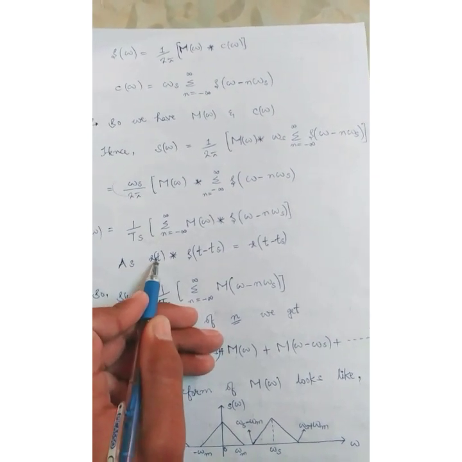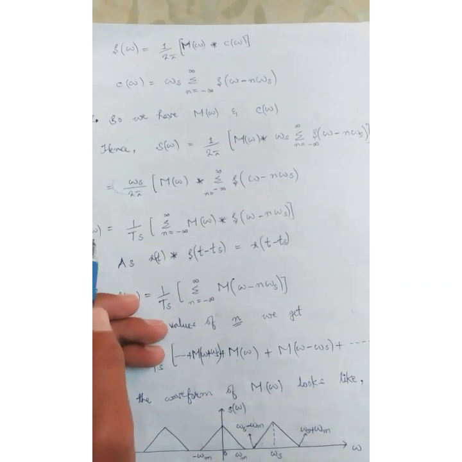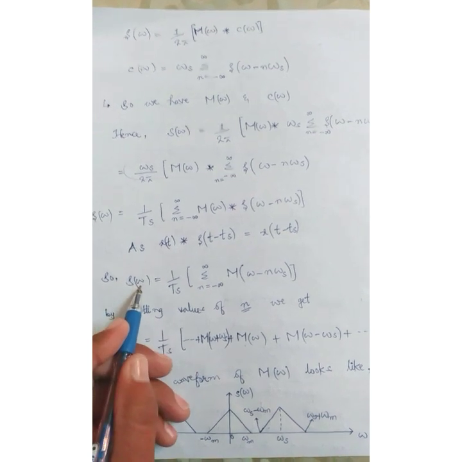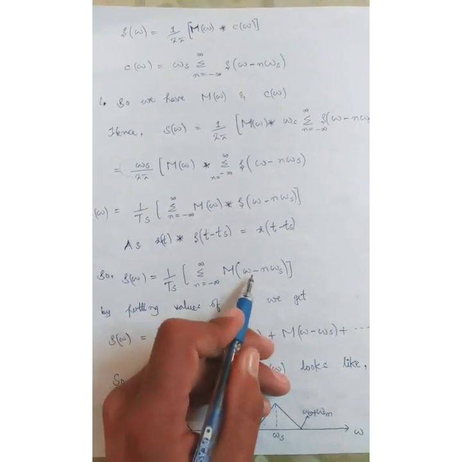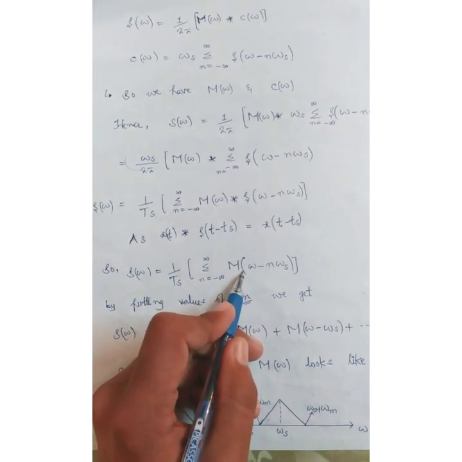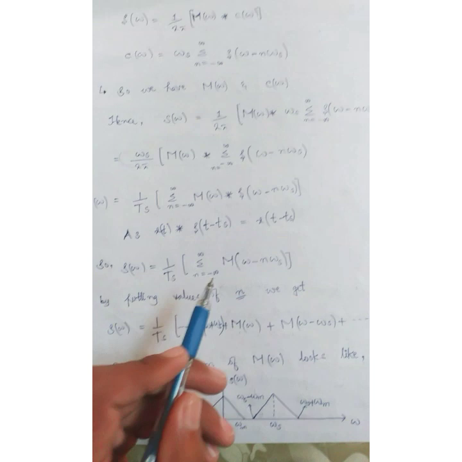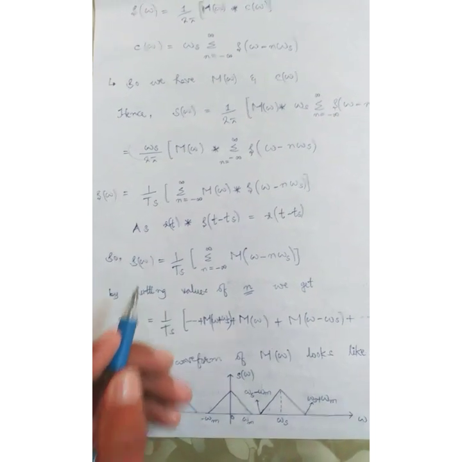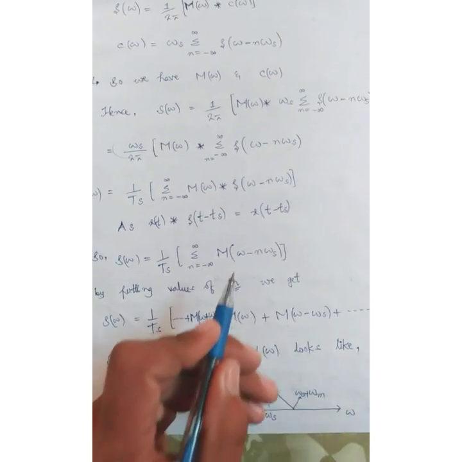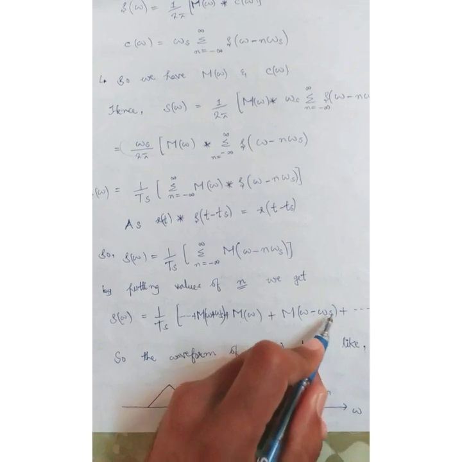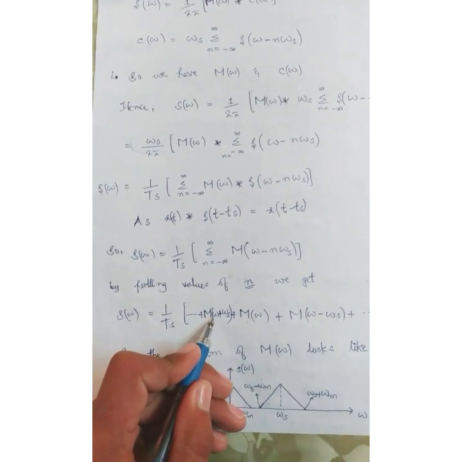By using this property, x of t convolved with delta of t minus ts is equal to x of t minus ts, we obtain a simplified version of the delta of omega expression, that is 1 over ts into summation n is equal to minus infinity to infinity m of omega minus n omega s. That's a simplified version of the delta of omega expression that we obtained using this property. Now we'll just put in the values of n to obtain the values of delta of omega. For instance, if we put n is equal to 0, we'll simply get m of omega. If we put n is equal to 1, we'll get m of omega minus omega s. If we put n is equal to minus 1, we get m of omega plus omega s.